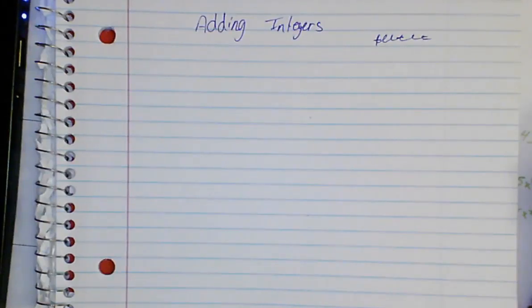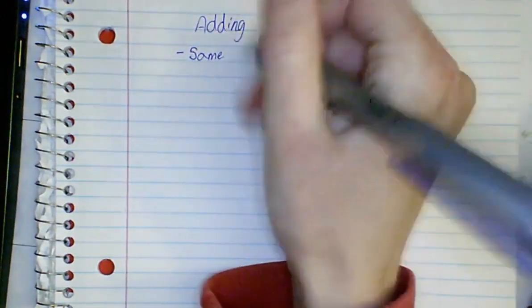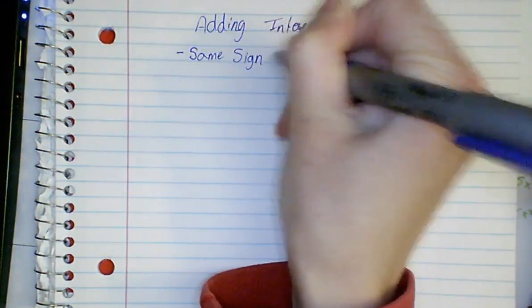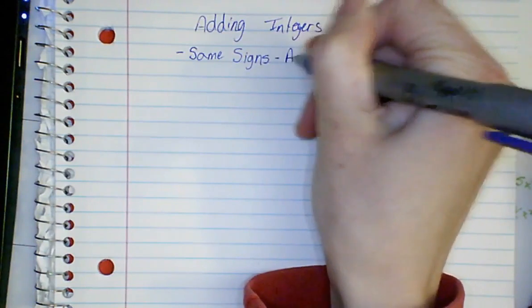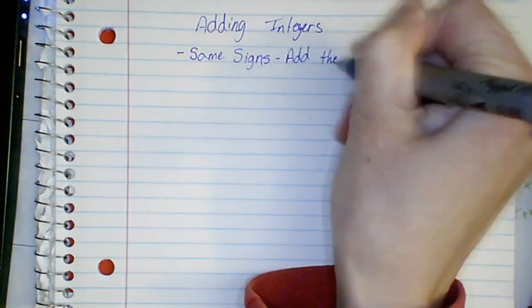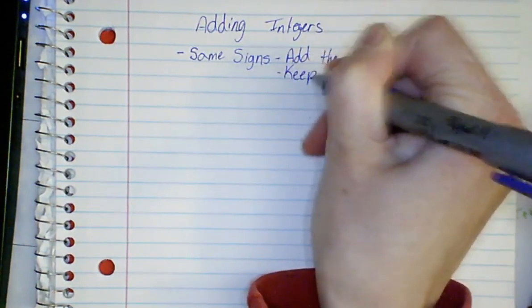We are going to add integers. Integers are positive and negative numbers. So when we add integers, what we will do is if our numbers have the same signs, what we're going to do is add the numbers and keep the sign.